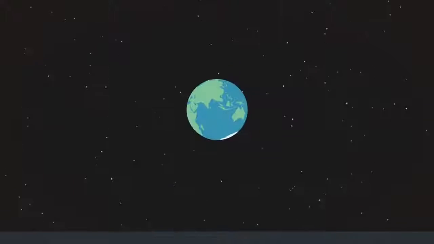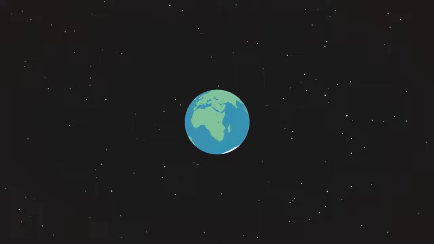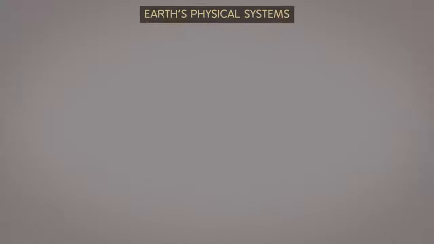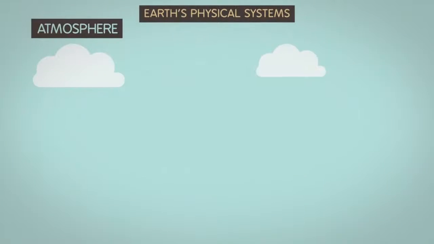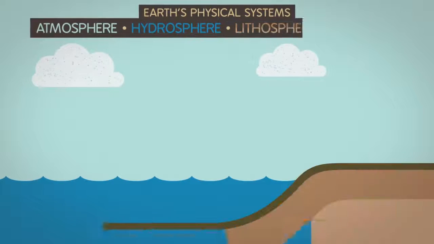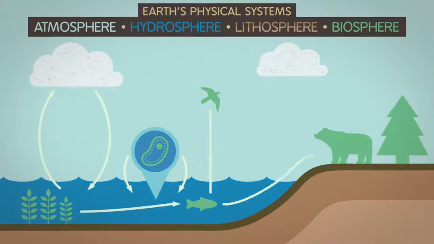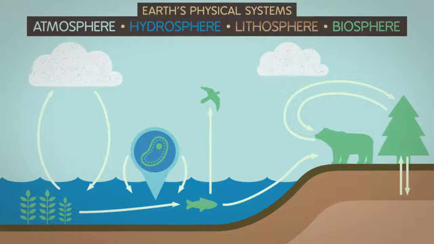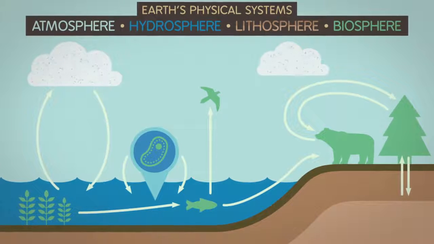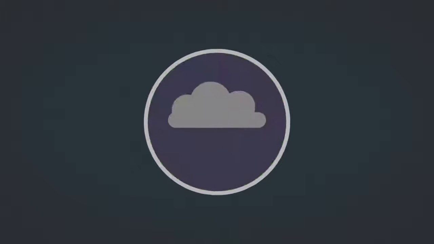But let's jump back up into space to look at our planet, its systems, and their energy flow. Earth's physical systems include the atmosphere, hydrosphere, lithosphere, and biosphere. Energy moves in and out of these systems, and during any energy transfer between them, some is lost to the surroundings as heat, light, sound, vibration, or movement.